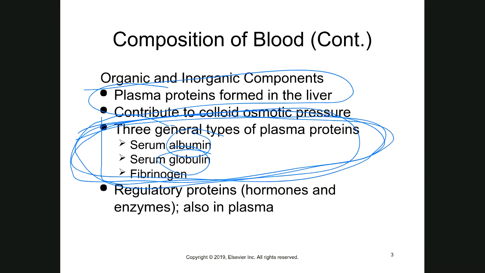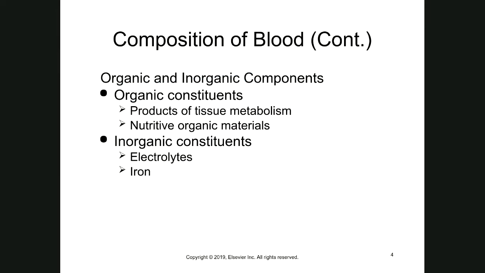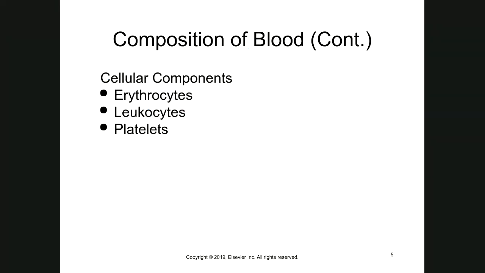Let's move on, but again, there is not a question over here directly from the PowerPoint. We have some organic and inorganic components: constituents, products of tissue metabolism, nutrients, organic material, electrolytes, and iron. Again, nothing here. The cellular components: erythrocytes, leukocytes, and platelets.